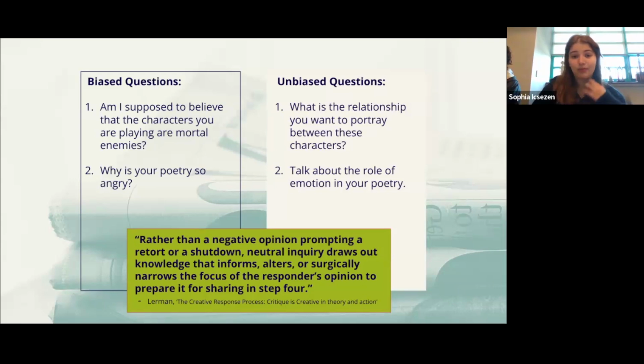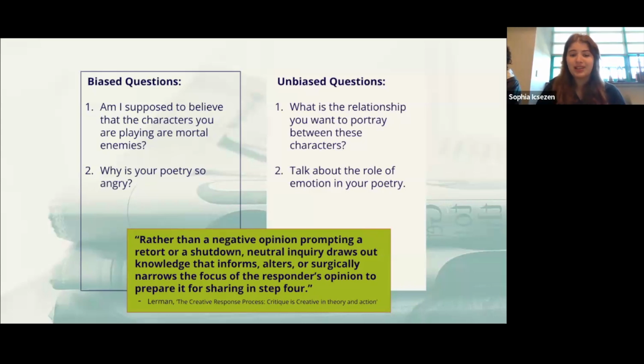Our second example of neutral versus biased questions are the following. Why is your poetry so angry? Versus talk about the role of emotion in your poetry. Now, in the first question, it is once again a direct criticism of the writer and therefore puts them on the defensive. The language seems outwardly critical and very aggressive to a writer. This will absolutely result in defensiveness and could shut down all effective conversation.